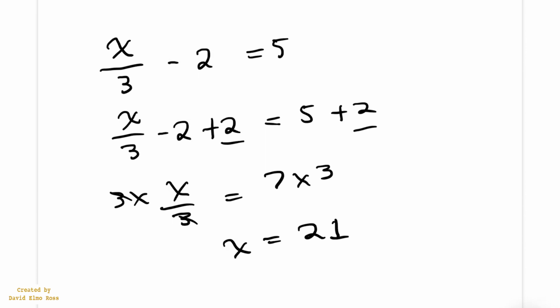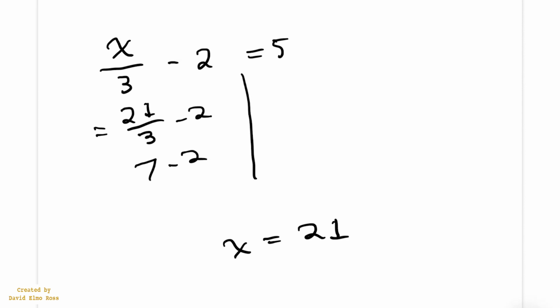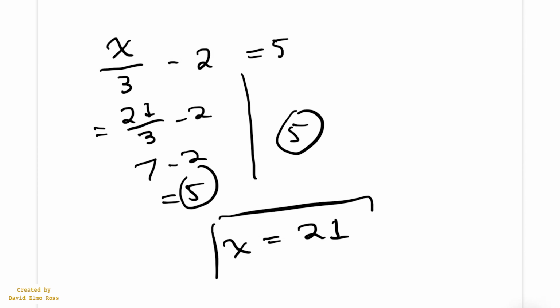Let's take a look and see if it's going to work when we substitute it into our original equation. So on the left side here, this is going to be 21 over 3 minus 2, which is equal to 7 minus 2, which is equal to 5. And that's exactly what we have on the right side as well. So this is our solution to this problem.